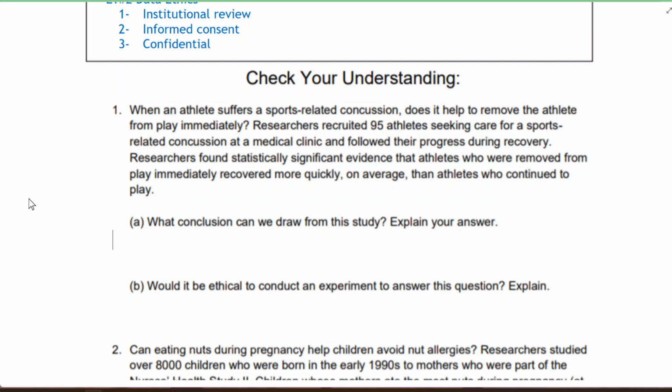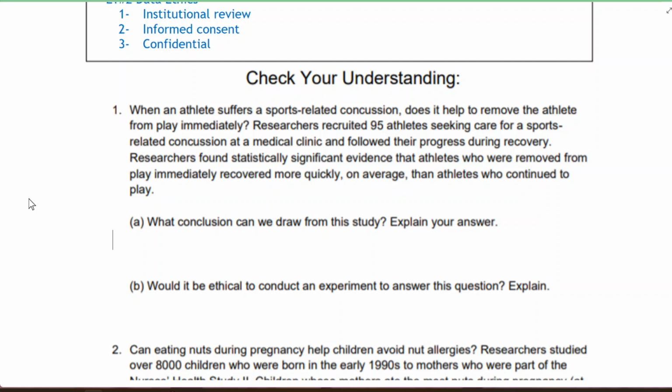Are we flipping a coin and saying, hey, you just had a concussion. Let's flip a coin to see if you're going to stay in the game or not. Let's flip a coin to see if we're going to apply this life-saving treatment to you. I don't think that's ethical. I don't think that you can do an experiment here. So, can we generalize? Probably not.